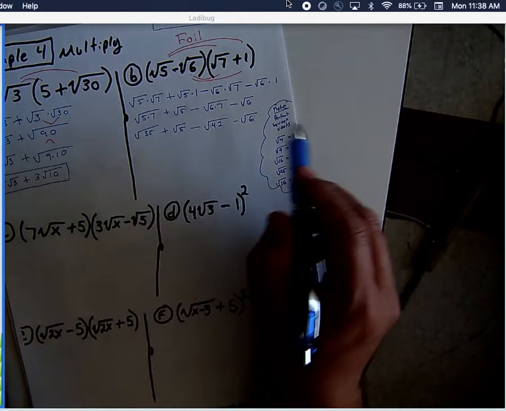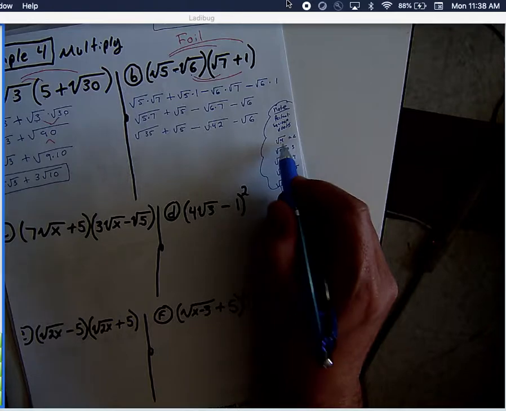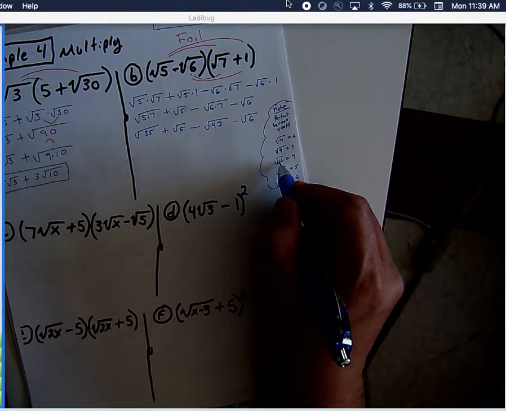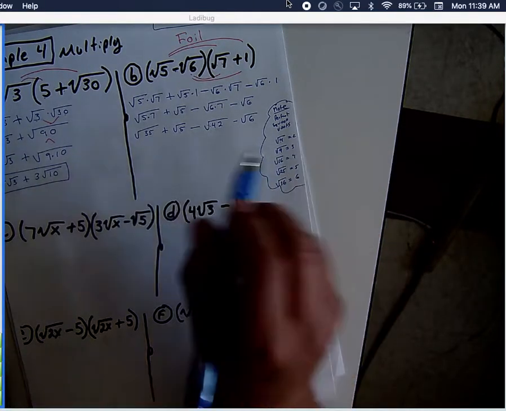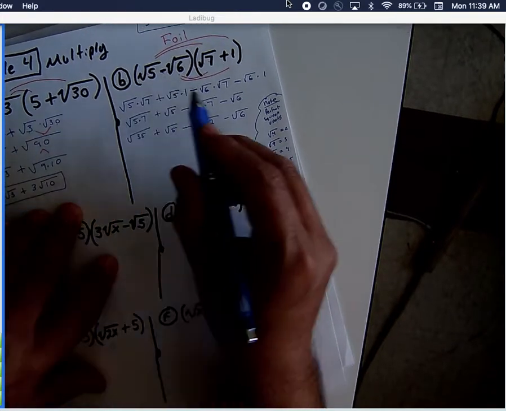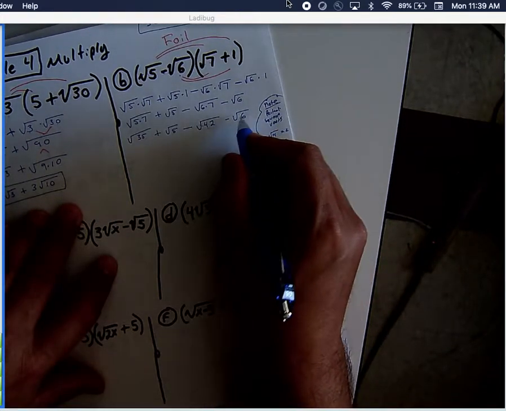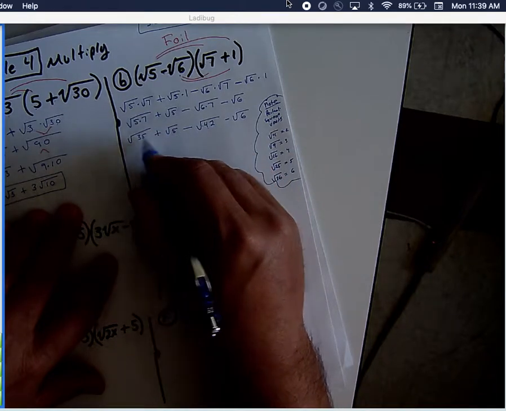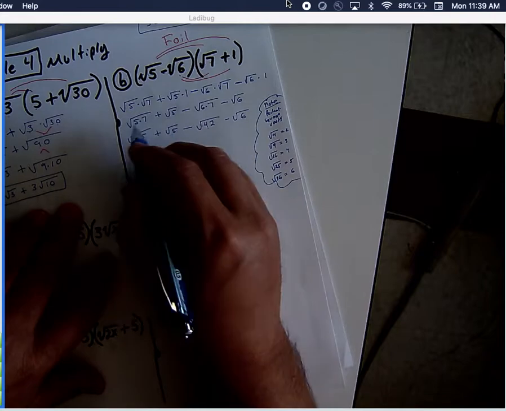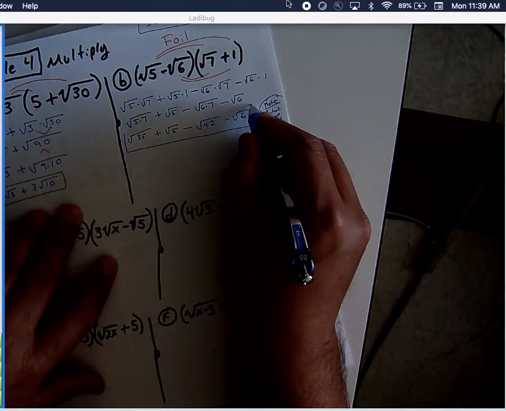Now 35, can you divide by 4? No. By 9? No, right? 9 times 4 is 36. 16, no again. So that one stays like that. So what does that tell you? That the answer, we stop right here because they all have different radicands. They have the same index, but they don't have the same radicand, so we can't combine them. They stay like that.